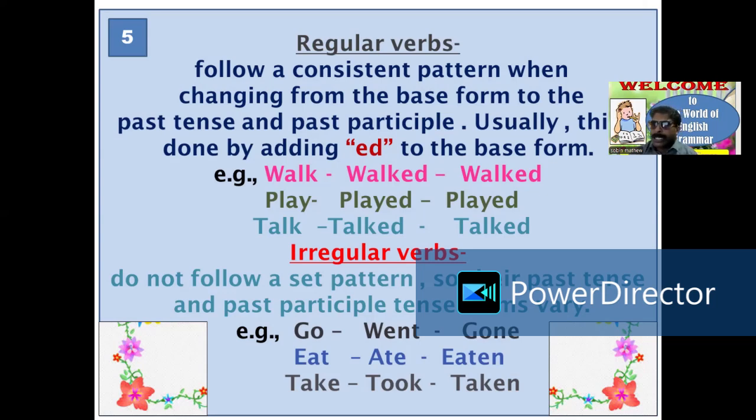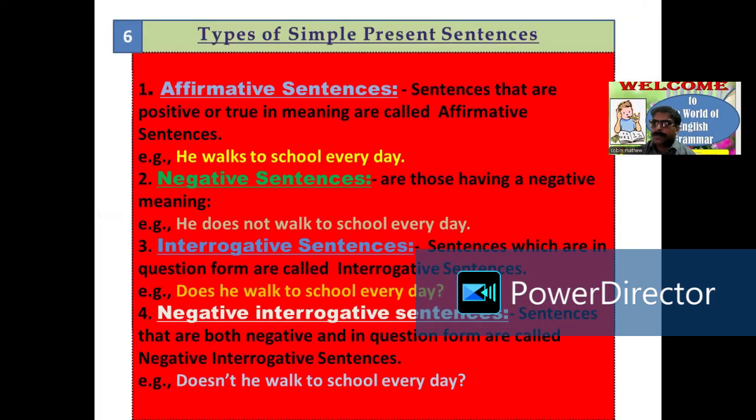We shall move to the next slide on types of simple present tense. There are four types of simple present tenses: 1, 2, 3, 4. Affirmative sentences, negative sentences, interrogative sentences, negative interrogative sentences. Let's look at them one by one. First, we have affirmative sentences.